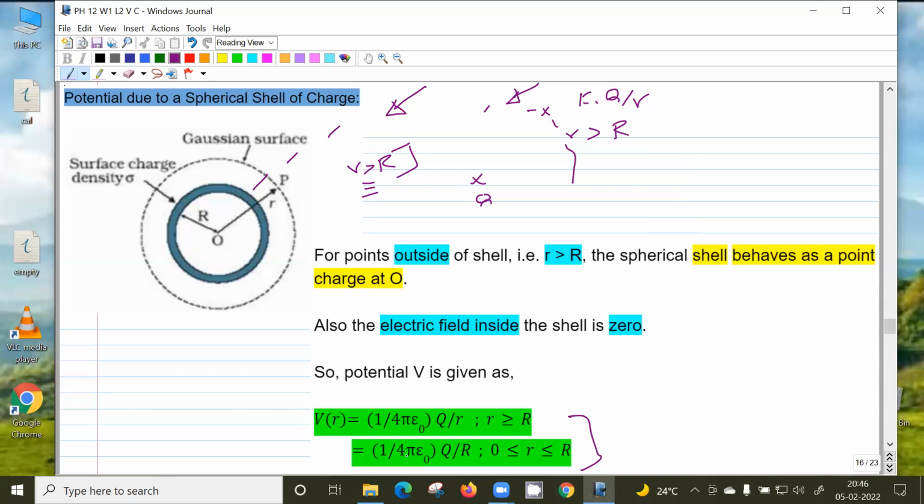Sir, can you draw that formula like a graph, sir? No, right now a graph is not required. We can get the graph later.